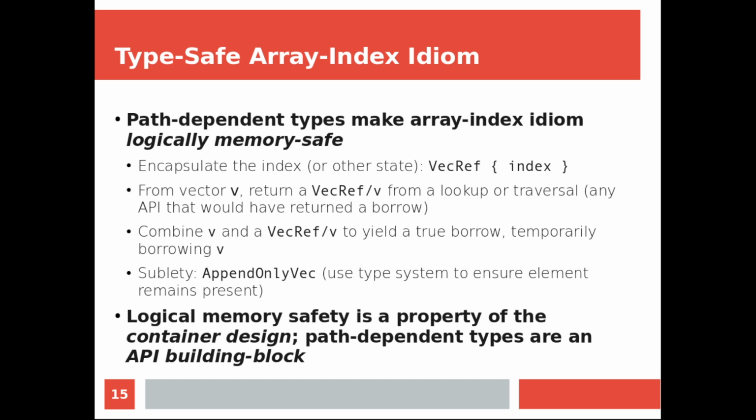that disallows truncation. This brings up an important point to make. Logical memory safety is, in the end, a property of the container design. Path-dependent types are simply a building block to achieve this, and a deferred borrow is an idiom that uses path-dependent types to do so.